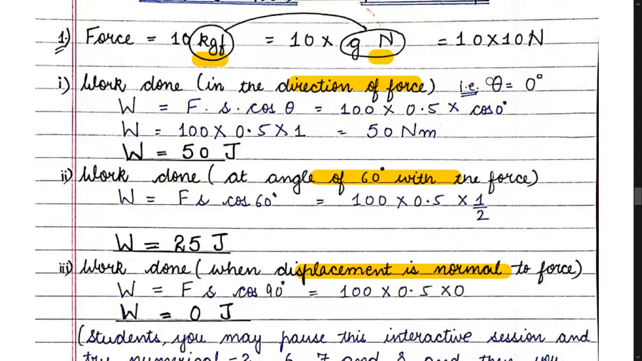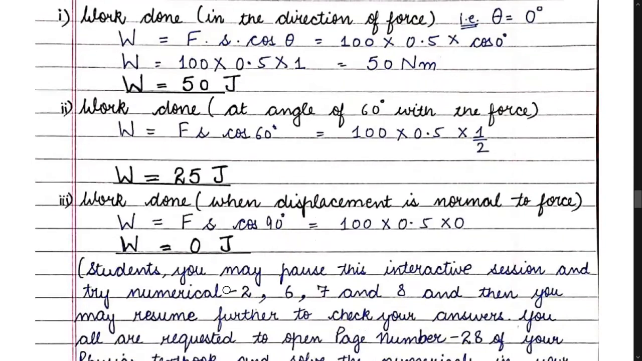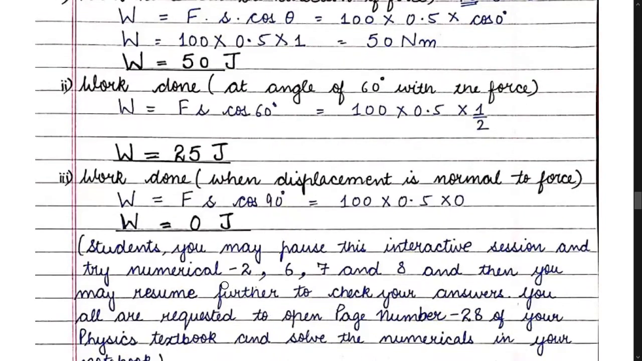For doing such questions, you should be knowing the values of cosine. That means cos 0 degree should be known to you. Cos 60 degree should be known to you, and cos 90 also should be known to you. So the numericals of this chapter are very easy. Don't get afraid and try them. And then after doing first question, you may pause this session and try numerical 2, 6, 7, and 8. And then you can resume the video for checking your answers also.